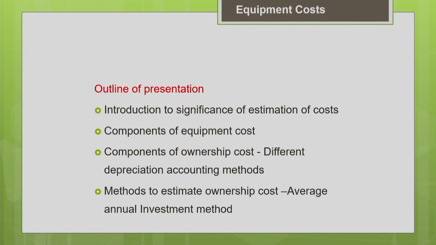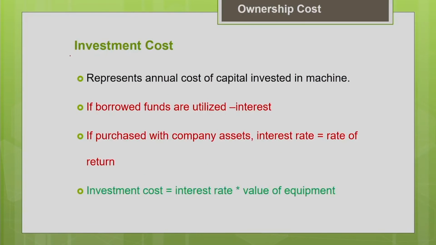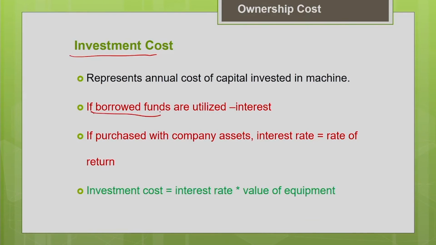Now let us move on to the next important component of the ownership cost, that is your cost of investment. Okay. So investment cost represents the annual cost of capital invested in the machine. Okay. So it is similar to the cost of acquiring the ownership of the machine. So you might have purchased the machine or the equipment either through borrowed funds, or with your own company assets. Okay. So in both the cases you have to account for the cost of investment.